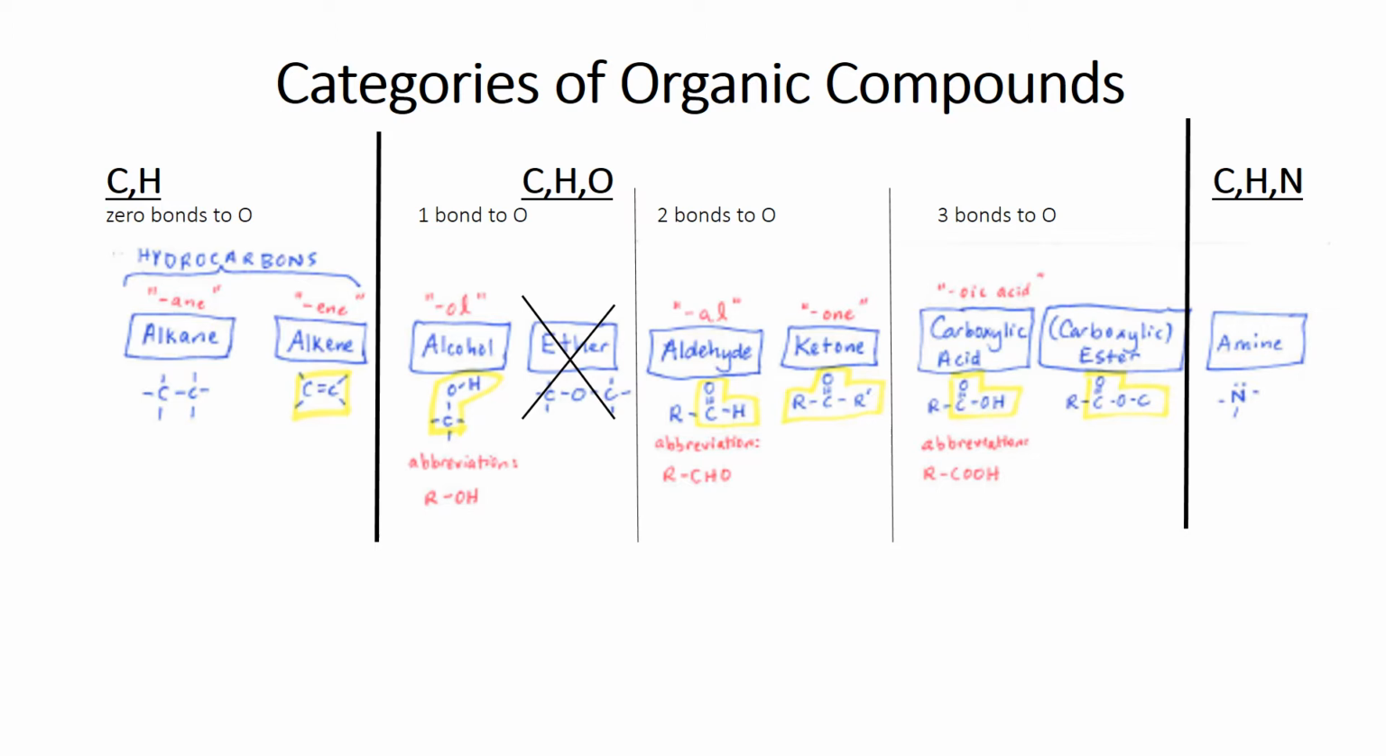On the far left, you notice the hydrocarbons, alkanes and alkenes. Those have only carbon and hydrogens, and so of course there are 0 bonds to oxygen. In the middle of your screen, you see a whole bunch of different functional groups, all of which have carbon, hydrogen, and oxygen: alcohols, ethers, aldehydes, ketones, carboxylic acids, and carboxylic esters, often just called esters. But you'll notice I've separated those even a little bit more into 3 categories.